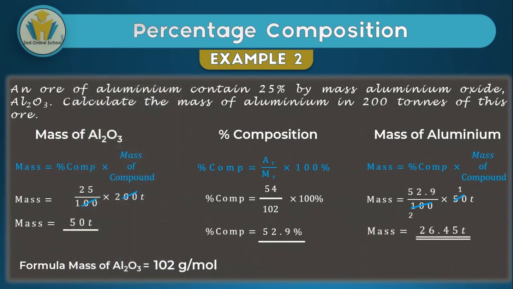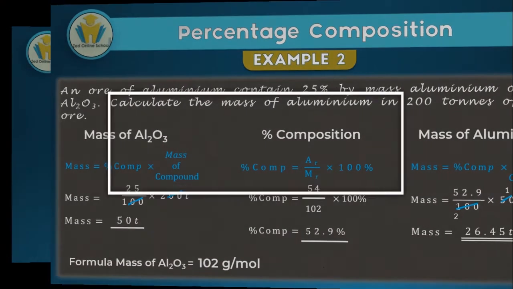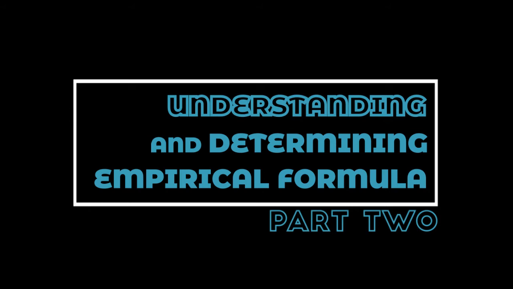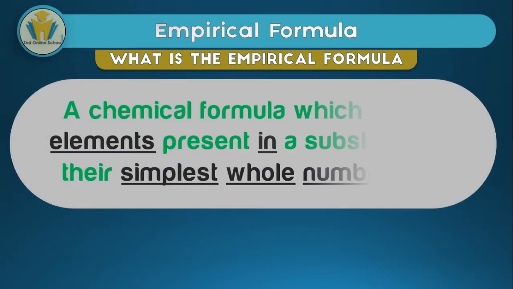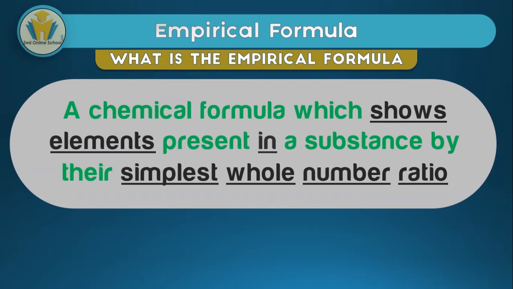With this done under percentage composition, applying this information when finding the molecular formula and the empirical formula won't be much of a big deal. So let's begin talking about formulas now. What is the empirical formula in chemistry? Well, the empirical formula is simply a chemical formula that shows us the elements in their simplest whole number ratio.